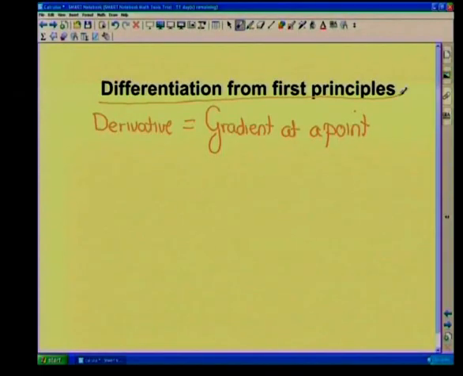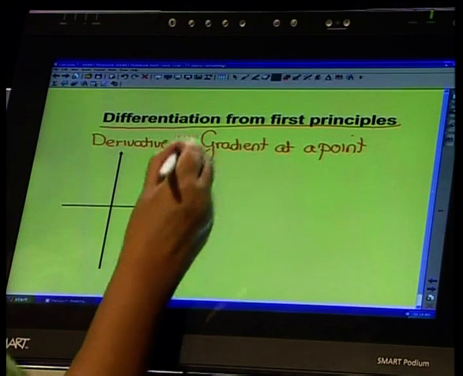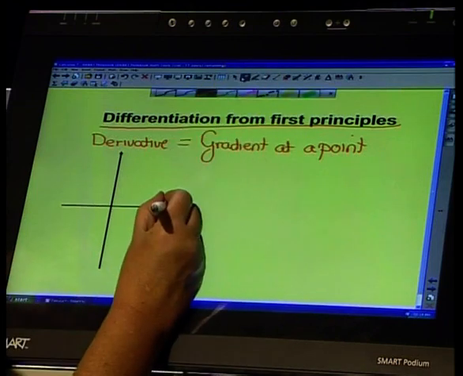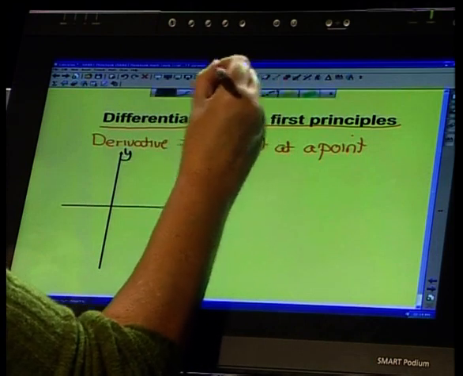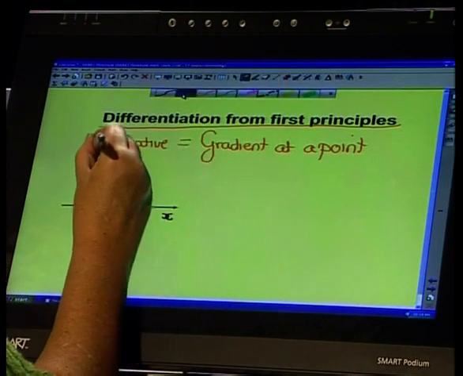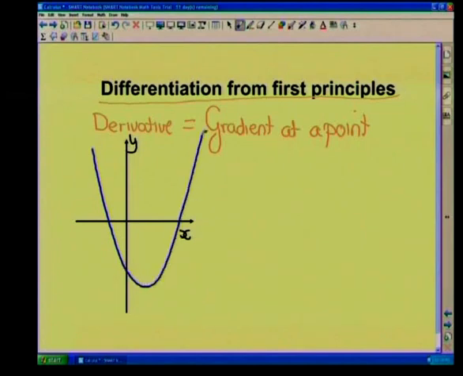Right, let's have a look at this now. So what am I talking about? Let's talk about the graph we were working with earlier on. Remember, we were talking about the concept of average gradient. We called this the x-axis, this the y-axis. I had drawn some kind of curve, and it really doesn't matter what curve. Let's make it a parabola again. I had identified an x value over here, say, and a little further on an x plus h.